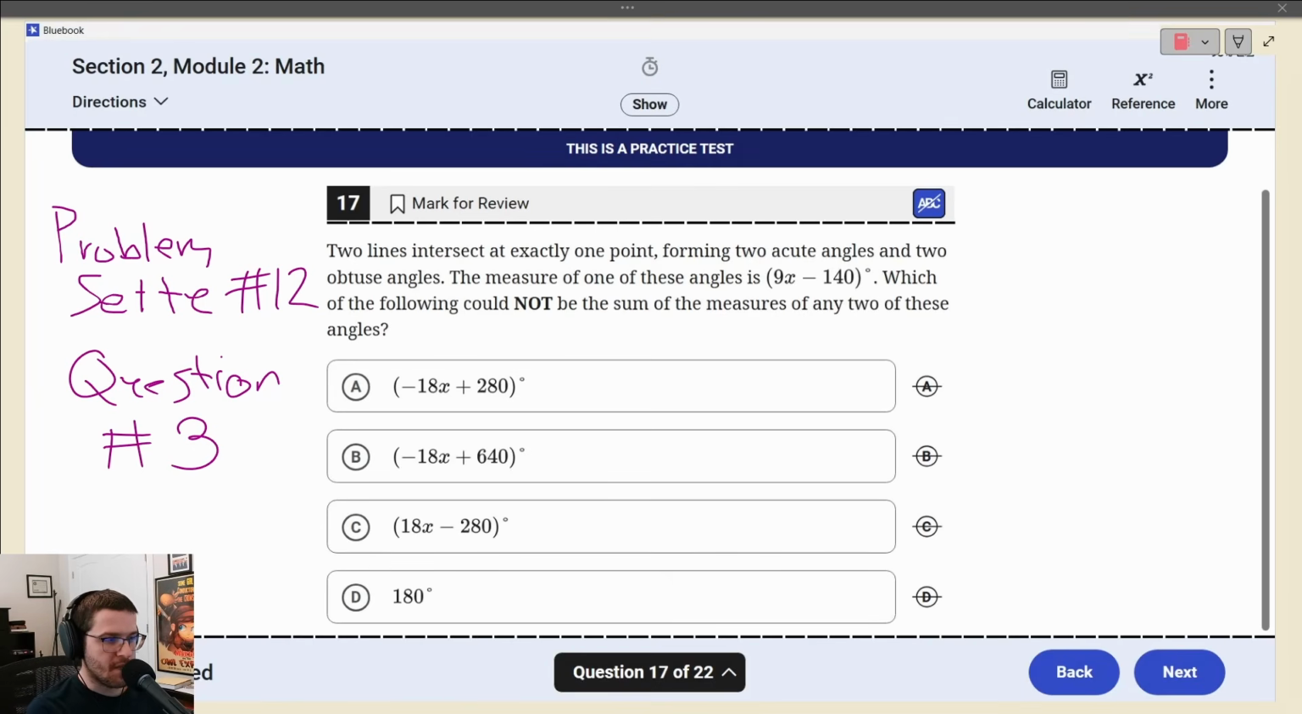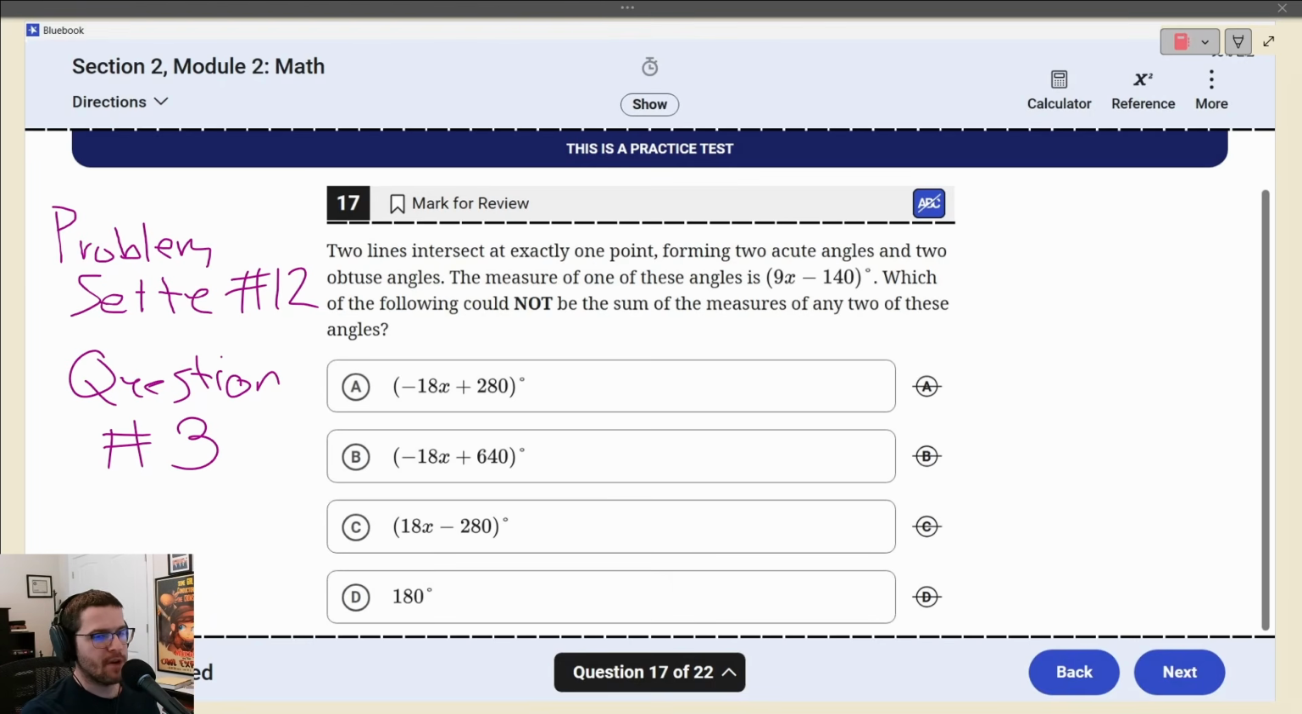Okay, question 17. I have a problem very similar to this that's actually a little bit harder. You might want to do it after you watch this explanation. It's in problem section number 12. The one you want is question number 3. You can just go to the description and skip straight to question 3 on that video.